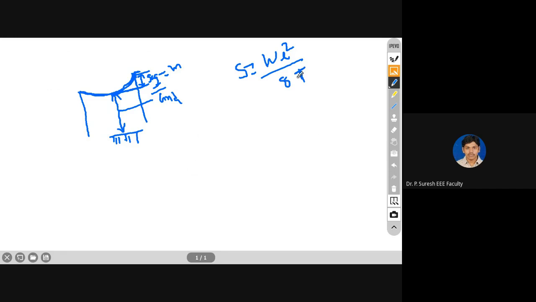T is called tension. W is the weight of the conductor. L is called span length. The distance between the towers is nothing but what we call span length. So sag is directly proportional to the square of the length and the weight of the conductor, and inversely proportional to the tension. And if sag is less, then tension is more.